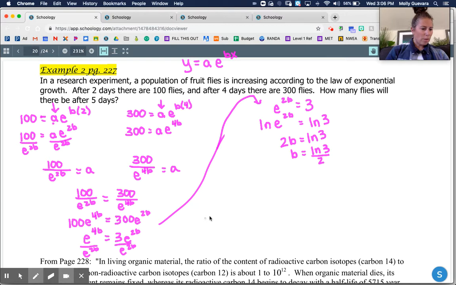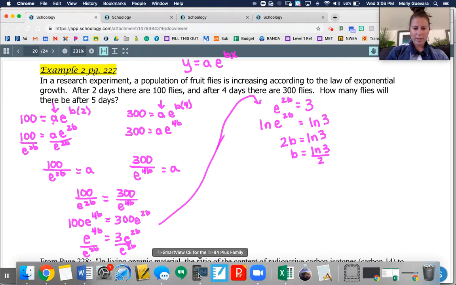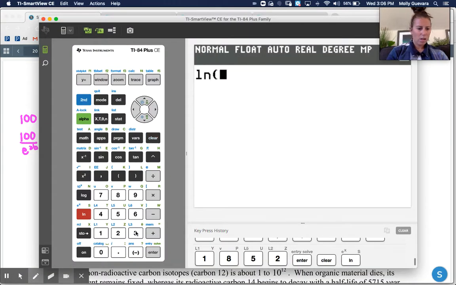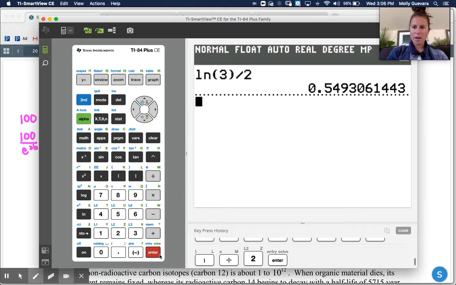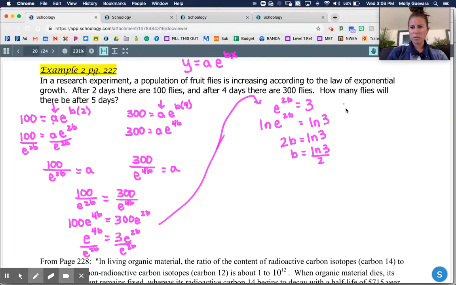So I'm going to take this and do it on my calculator. So natural log of 3 divided by 2. And I get about 0.5493. Let's do 0.5493 to be a little bit more accurate. So b is approximately 0.5493. Okay, that's great. I found what b is. But I want to know also what a is in order to write the equation.